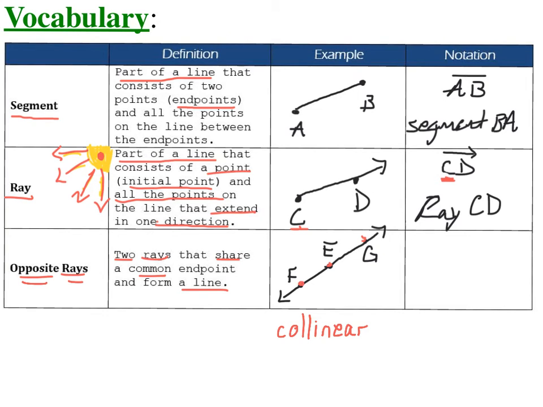So now when I name them, there's a couple parts I have to name, all right, because we have ray EF going down to the left, but I'm still going to use this symbol pointing to the right, and ray EG going up to the right. All right, notice both of them have the same initial point. All right, that makes them opposite rays because they share a common endpoint. Obviously, my other option with naming them is to use the word ray. So you can say ray EF and ray EG.